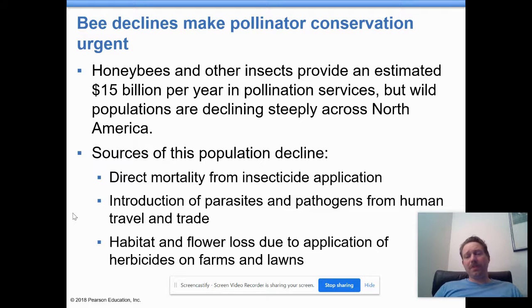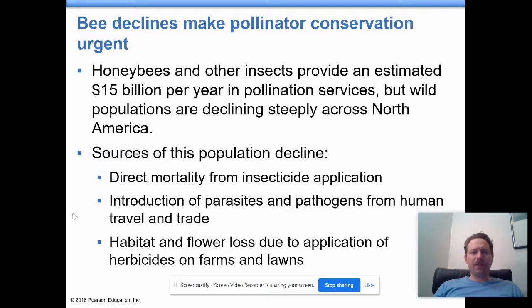Other things we have to preserve are the pollinators. The pollinators are so important. It's estimated that honeybees and other insects do about $15 billion a year in terms of their pollinator services, right? So if we were to put a price tag on that ecosystem service, $15 billion. And yet we're seeing this huge decrease in North American bees all over the place.